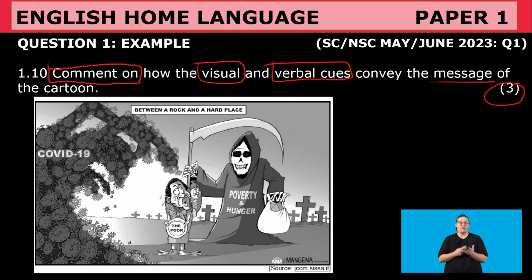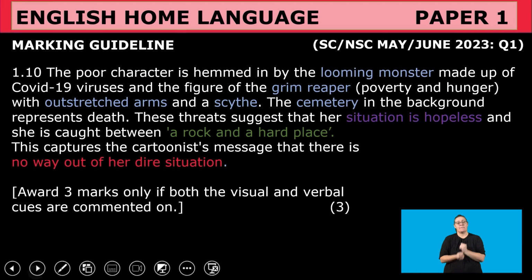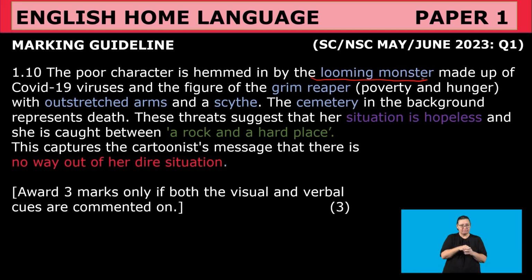Again, you'll look for similarities between each of these elements and then link those 3 elements to get your 3 marks. The poor character is hemmed in by the looming monster. That's a visual element. And then we have the grim reaper, the outstretched arms. The cemetery in the background represents death. So what do you see and what does it mean?